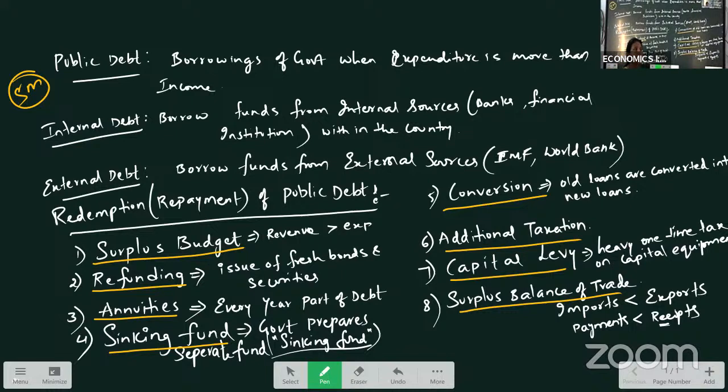Now let us discuss the important VSAQs of this chapter. LAQs, as I told you, you can leave in choice. So instead of that, you prepare these SAQs and VSAQs of this chapter. Now let us see the important SAQs from this chapter. First question.